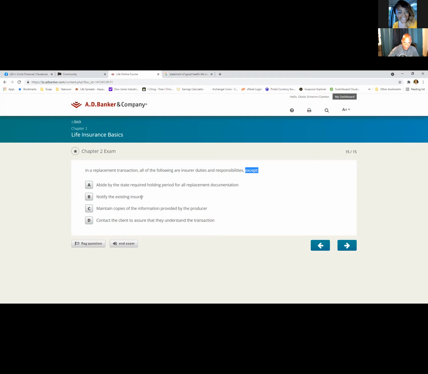Notify the existing insurer. I'm pretty sure they mentioned that. Maintain copies of the information provided by the producer are the insurer's duties. Yes, I'm sure they must keep information from the producer. They must contact the client to ensure that they understand the transaction. So that makes sense too. The only one that doesn't really make sense is A, because there is no period of time for replacement documentation as far as I know. So I would guess A here. Anyone else have another opinion?